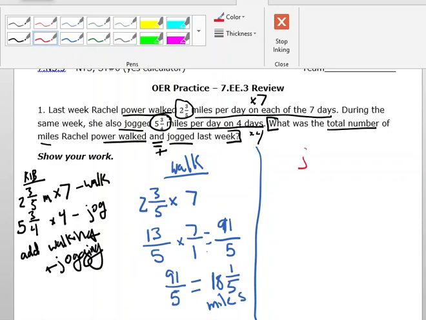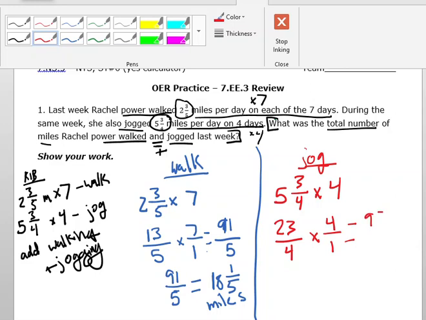Let's do the same thing with jogging. Okay, so she jogged 5 3/4 times 4. I'm going to turn this into an improper fraction. 5 times 4 is 20, plus 3 is 23. So I'm going to have 23 over 4 times 4 over 1. Okay, so I'll do 23 times 4, which is going to give me 92, and I'll do 92 over 4.